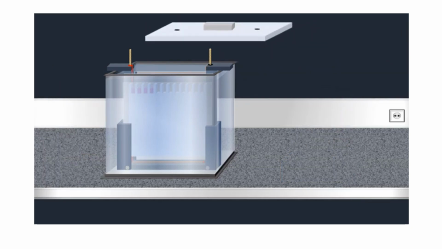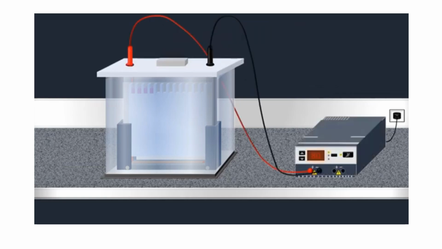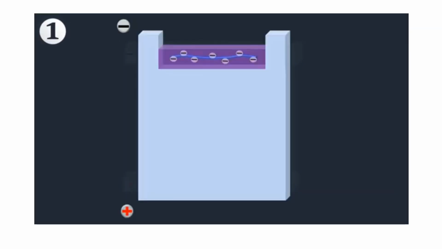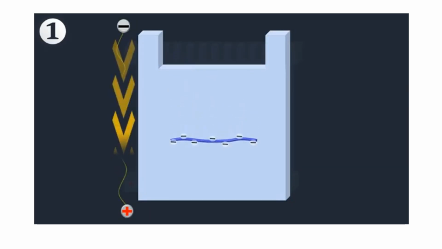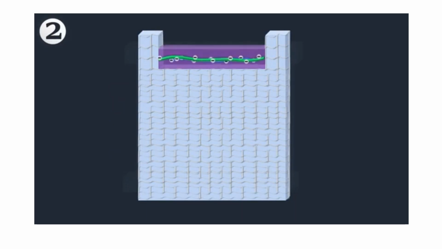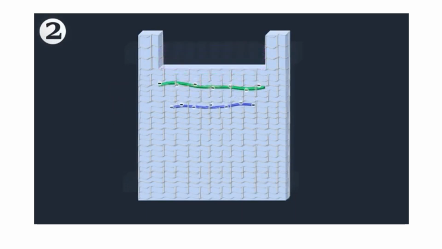After the sample application procedure, an electric field is applied across the gel, causing the negatively charged proteins to migrate across the gel away from the negative electrode and towards the positive electrode. Also, small proteins migrate relatively easily through the mesh of the gel, while larger proteins are more likely to be retained, and thereby migrate more slowly through the gel.